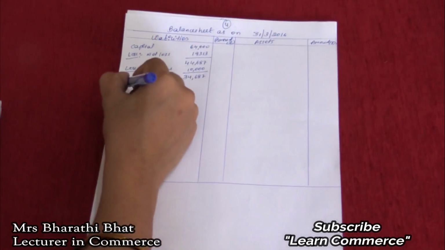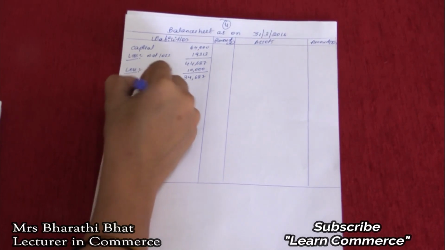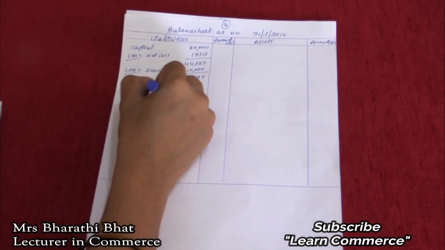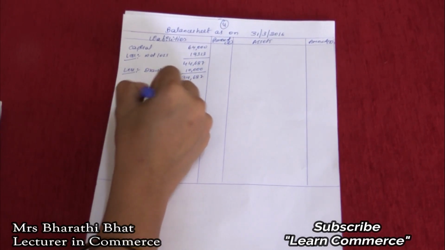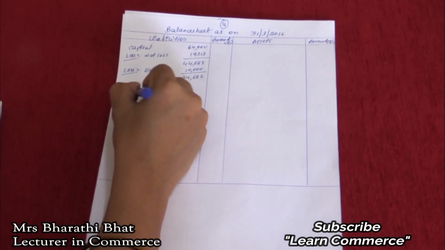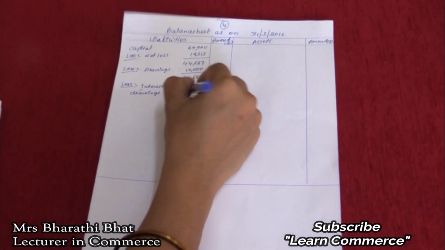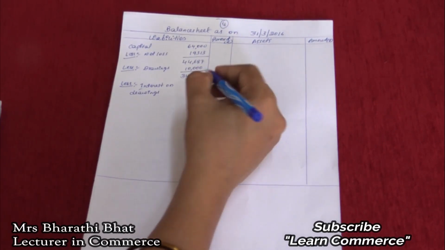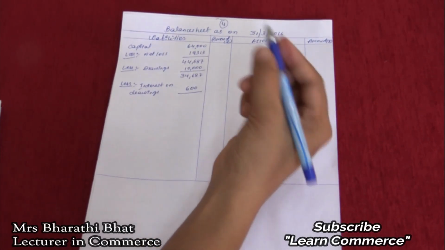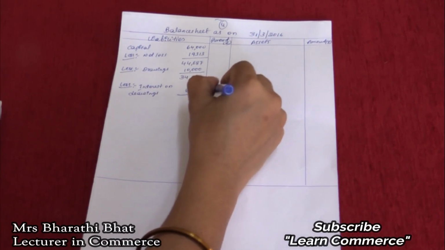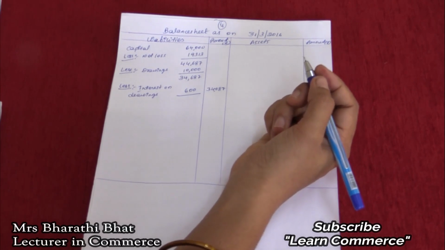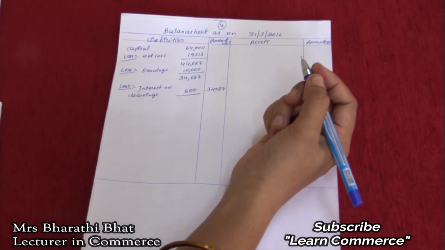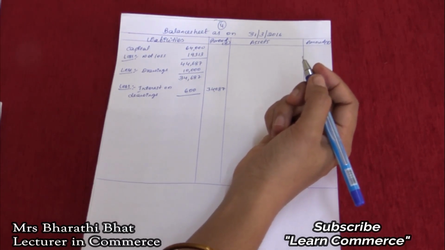34,687. Then you have to deduct interest on drawings also. Interest on drawings 600. So 34,087. Interest on capital is given, then you have to add, but here interest on drawings you have to deduct.